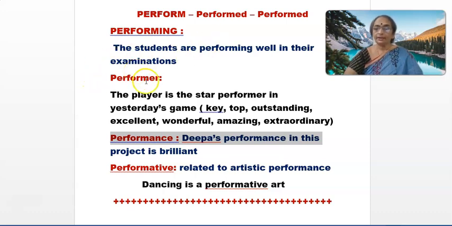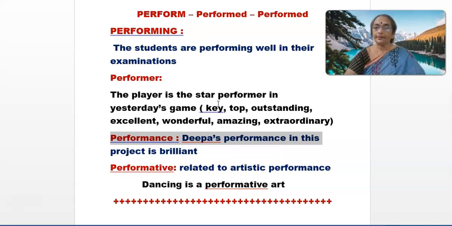And coming to another word, performer. Performer means something that is exhibiting well, or some person who is exhibiting his talent or his capacity or his skill well. That is the usage here. Second usage. Let us deal with the example. The player is the star performer in yesterday's game. Let us read it again. The player is the star performer in yesterday's game. It means he is the top performer.